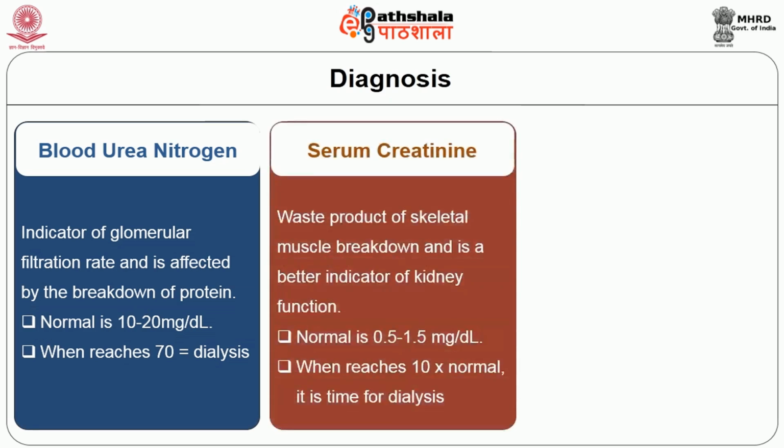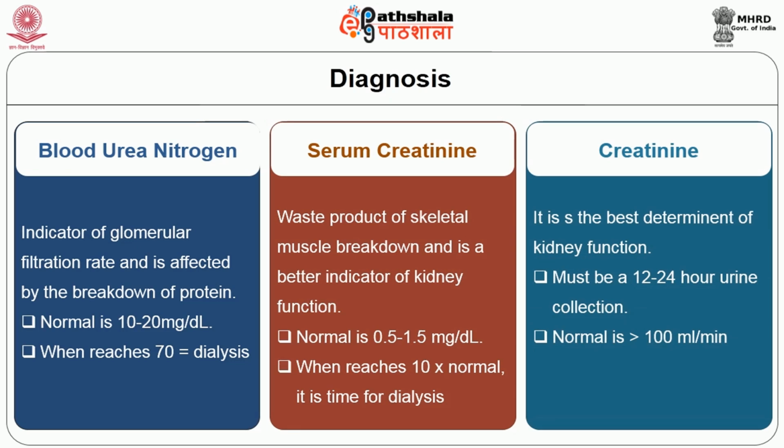With relevance to serum creatinine, which is a waste product of skeletal muscle breakdown, it is a better indicator of kidney function. The normal level is 0.5 to 1.5 milligram per deciliter. When it reaches 10 or more than the normal, there are chances of dialysis. Creatinine clearance is the best determinant of kidney function, and it requires a 12 to 24 hour urine collection, and the normal is more than 100 ml per minute.